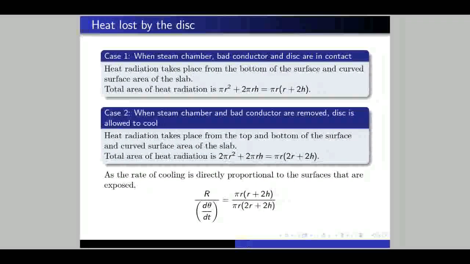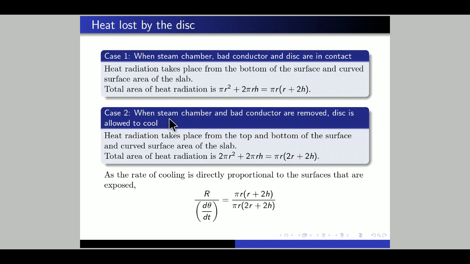Now what are the cases of heat lost by the disk? Case 1: when the steam chamber, bad conductor and disk are all in contact, heat radiation takes place only from the bottom surface and the curved surface area of the slab. Now the total area of heat radiation exposed is the bottom area pi r square plus 2 pi r h, the CSA of the Lees disk. So you can simply write it as pi r into r plus 2h.